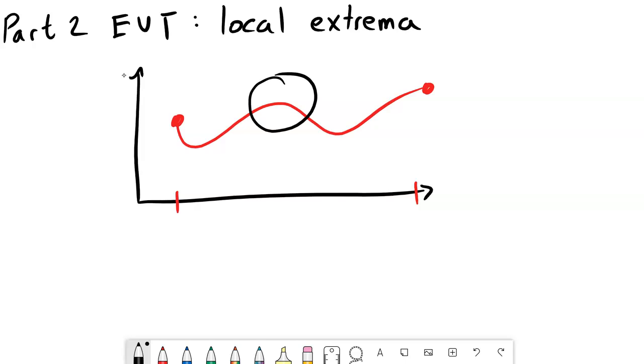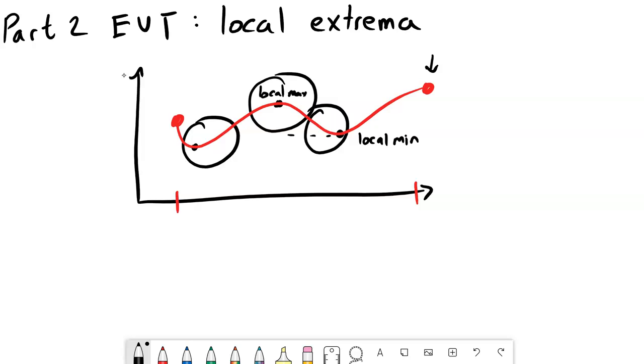If I took this neighborhood here, it looks like this is the max. If I took this neighborhood here, this is a type of minimum. Same thing here. If I take this neighborhood here, there's a minimum. And that's the idea of local max and local min. So we call this a local max because it's not the highest. Here's the highest. And then let's say this one's a local min.